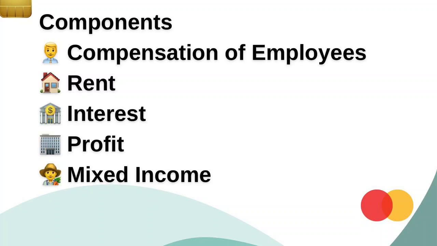Third, interest. Interest is the reward for providing capital. For example, if a business borrows money from a bank and pays interest, that interest is included because it's a factor income. Fourth, profit. Profit is the reward earned by the entrepreneur for organizing production and taking business risk.